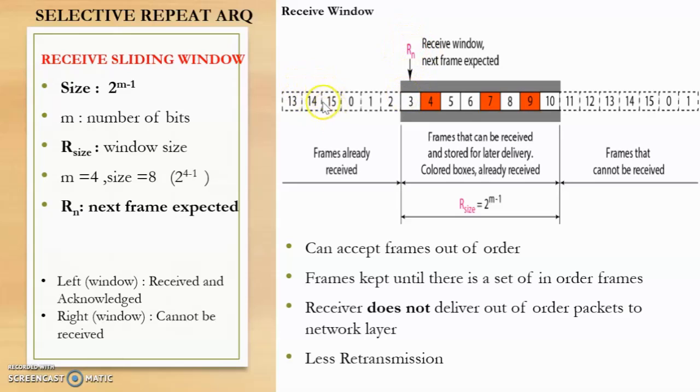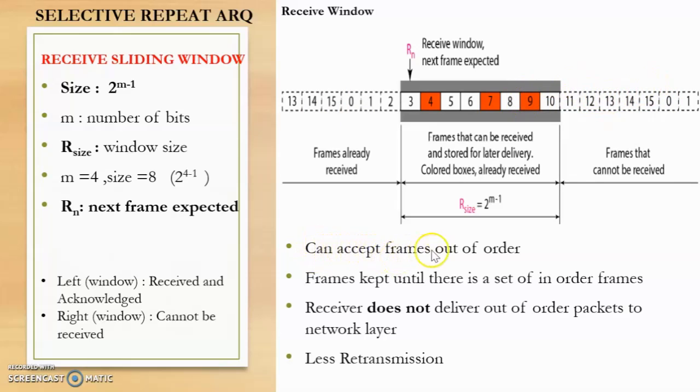Also, the sequence numbers to the left of the window belong to the frames that have already been received and acknowledged. Also, the sequence numbers to the right of the window are of the frames that cannot be received, and they can be received only after this window slides.